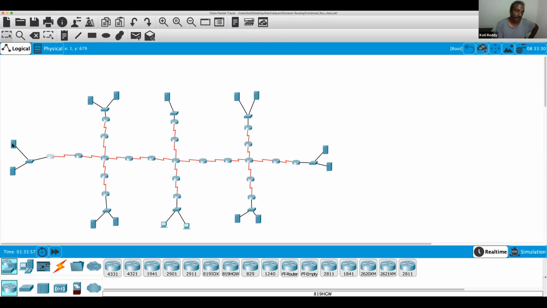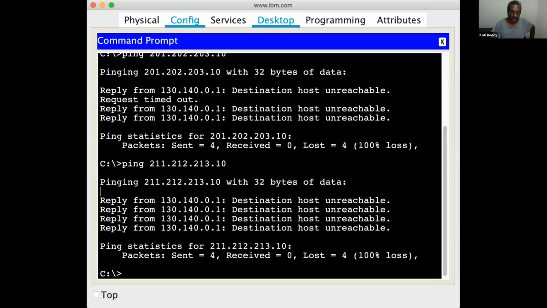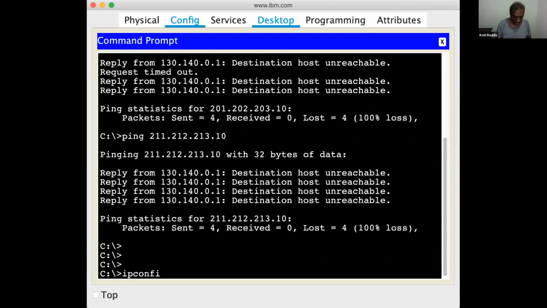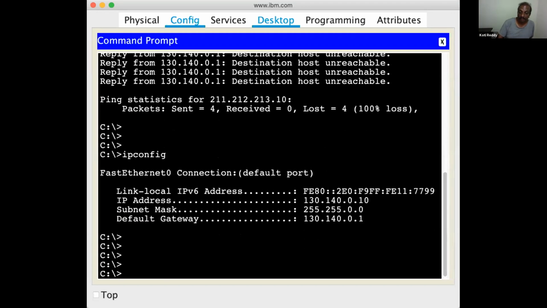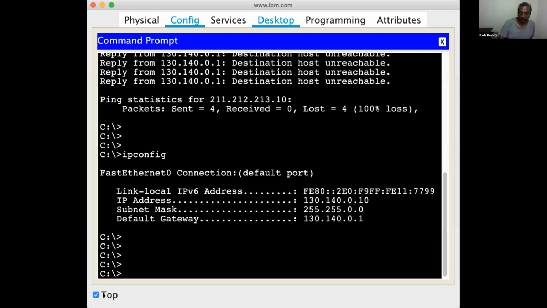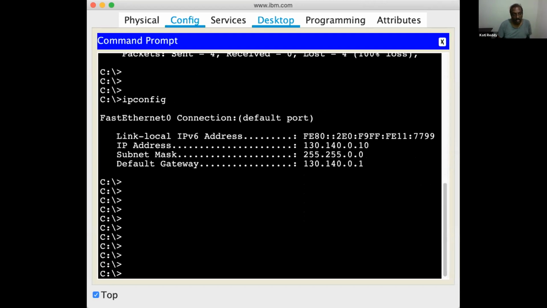So I go to ibm.com now. I go to ibm.com, the server in IBM, right? ipconfig. Where am I? I'm at 130.140.0.10. From there, I would like to ping the other networks. Let me ping all the networks which we know.